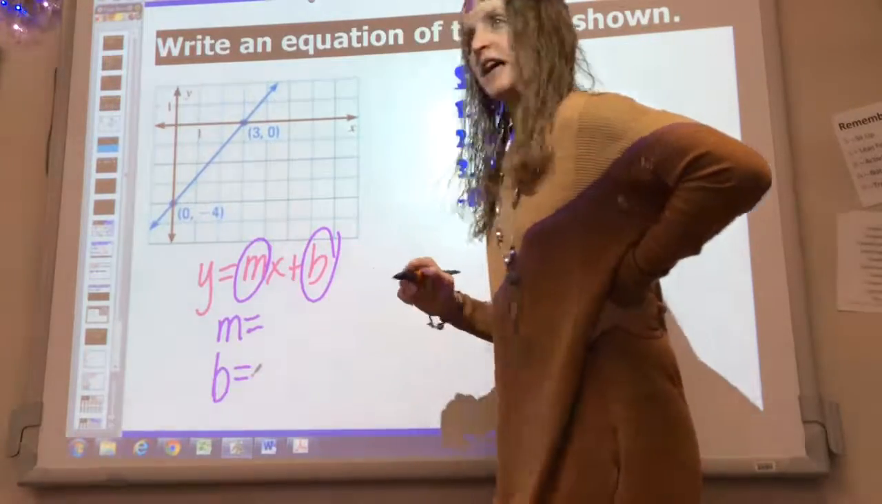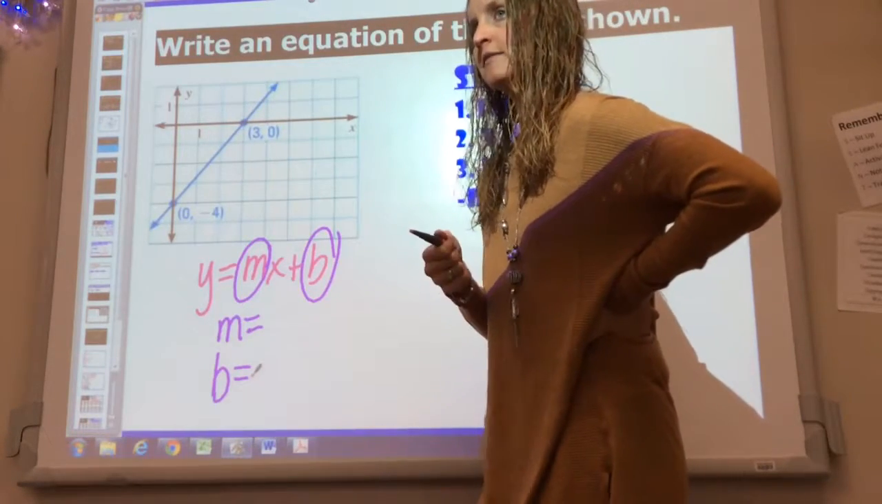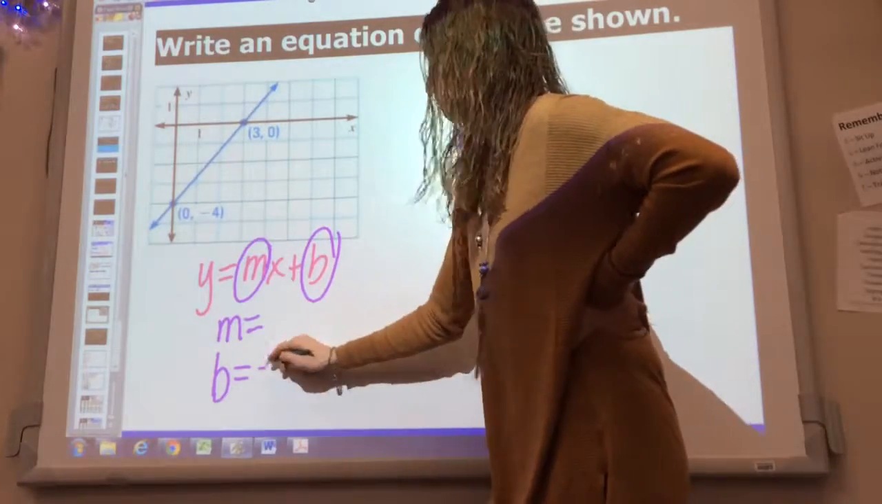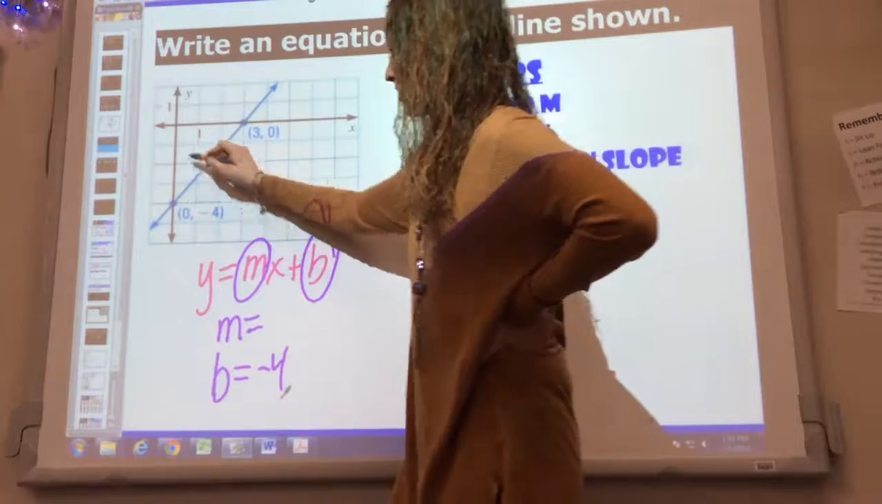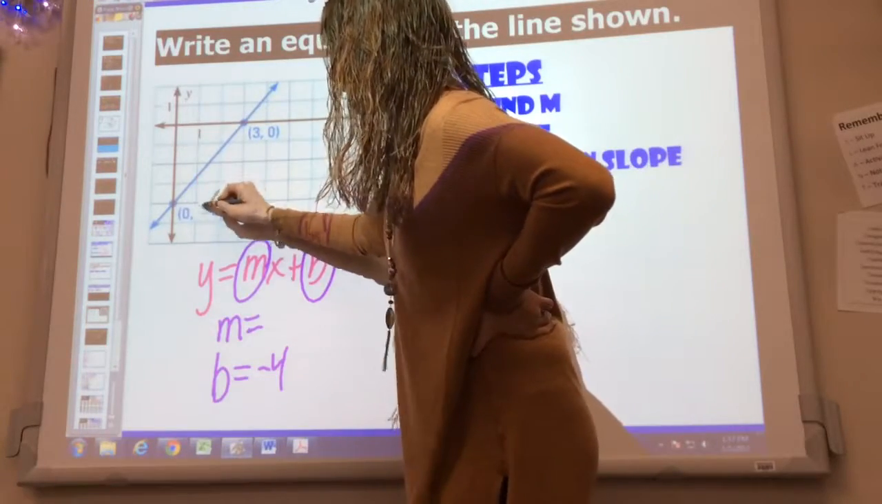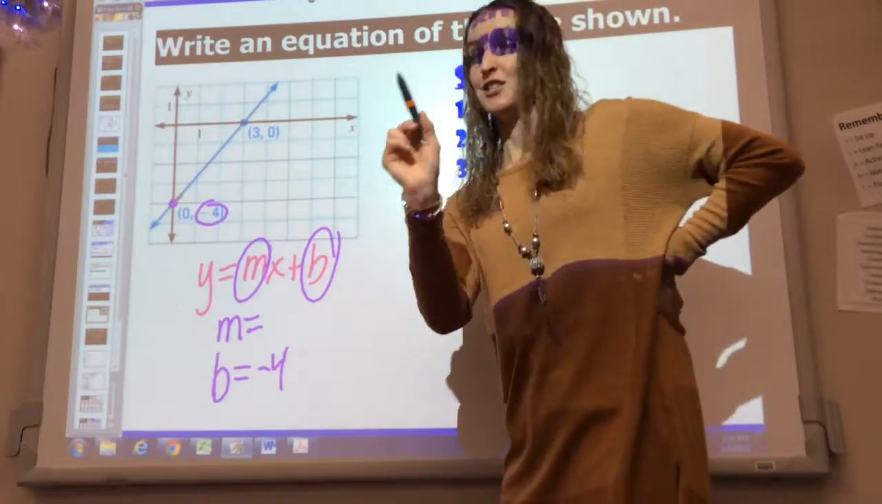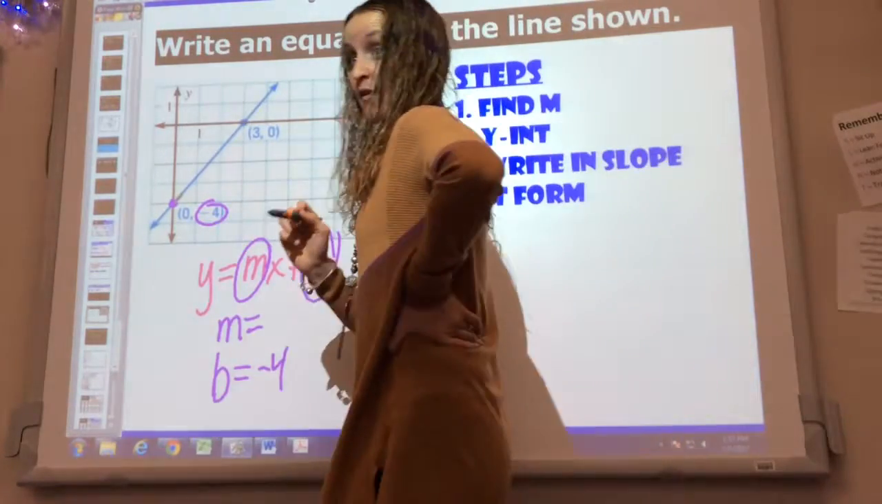Can you tell us one of those values? Yeah, b is the negative 4. How'd you know that? That's awesome. It's on the y. Yeah, do you see? It runs into your y-intercept at negative 4. Awesome. Do you remember how we figure out the slope?